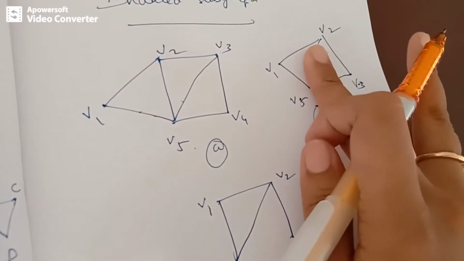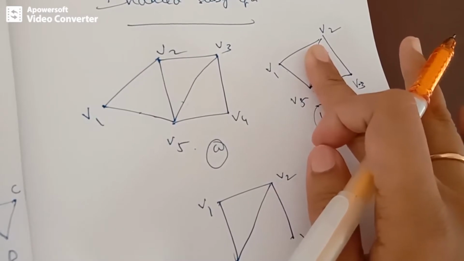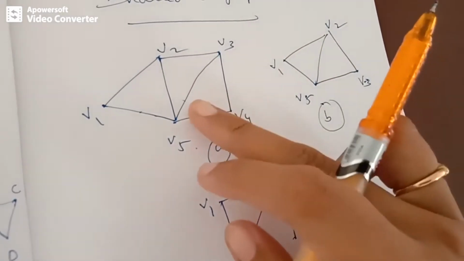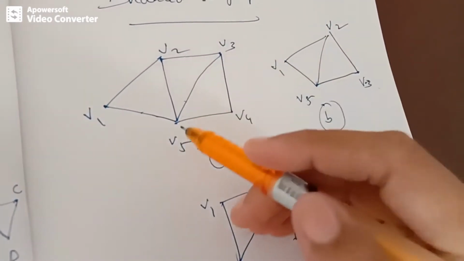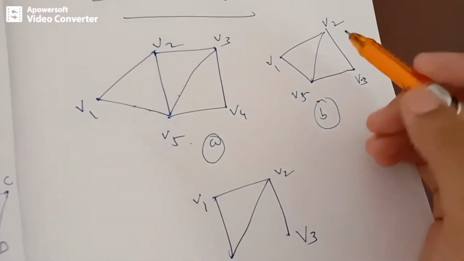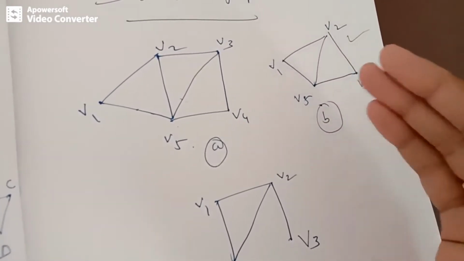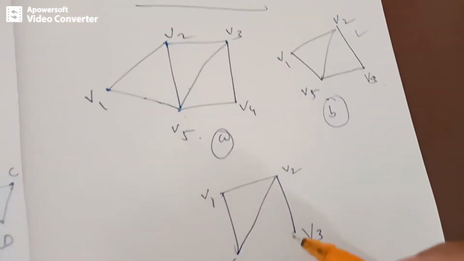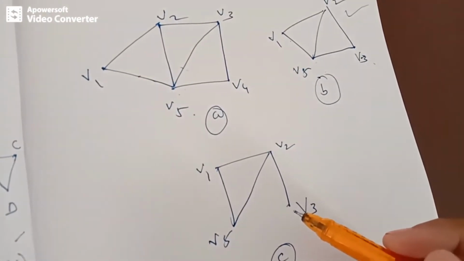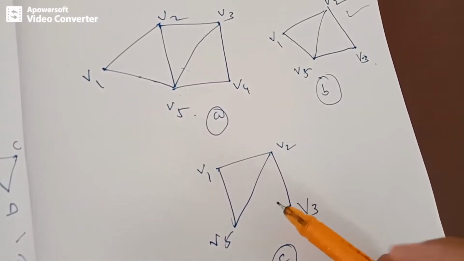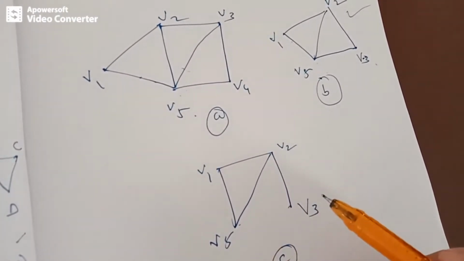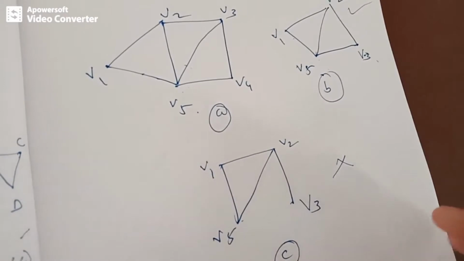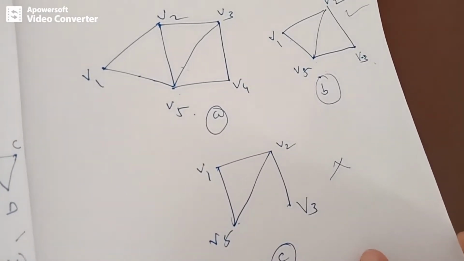Suppose in case you didn't have this, then it is not called an induced subgraph. You should have all the edges whatever is present between the vertices as that of the original graph. Then we can say it is an induced subgraph. So for example, this is an induced subgraph. Next, let's start comparing C. Is this an induced subgraph? Between V5 and V3 we do not have an edge. This is not an induced subgraph, right?